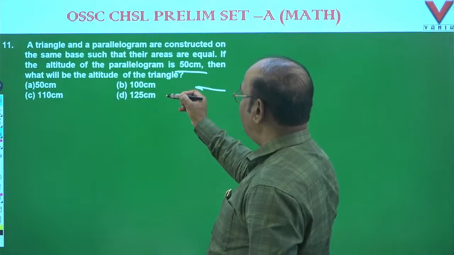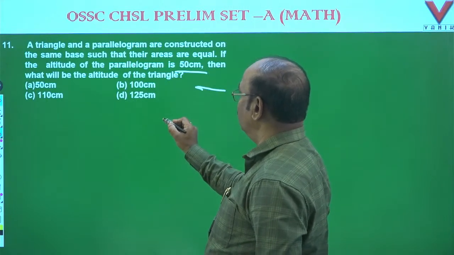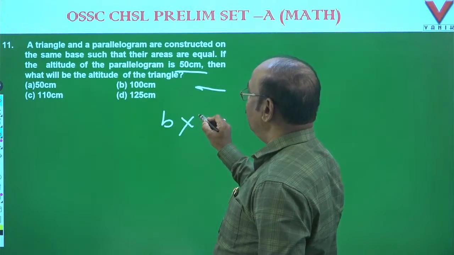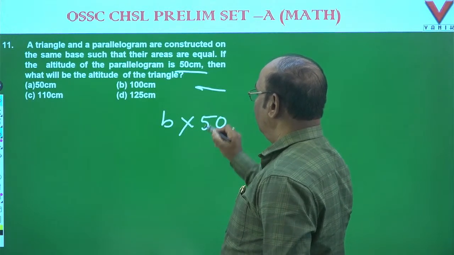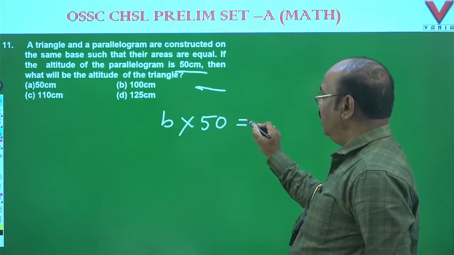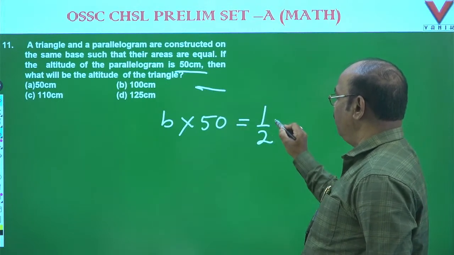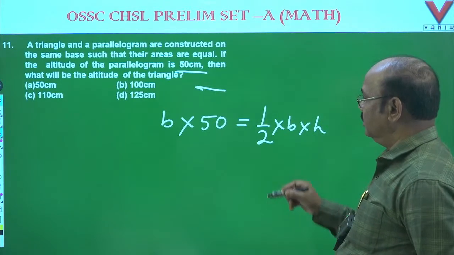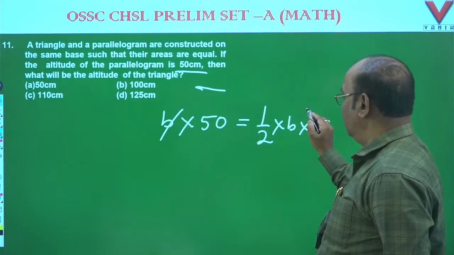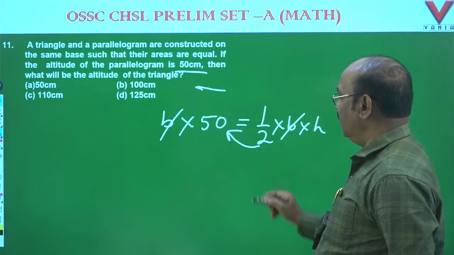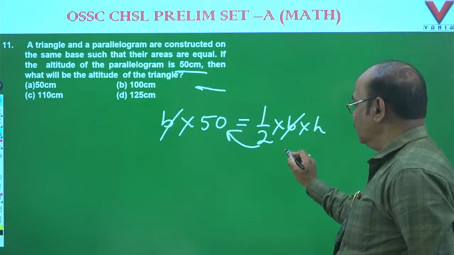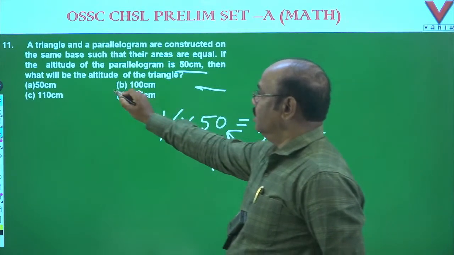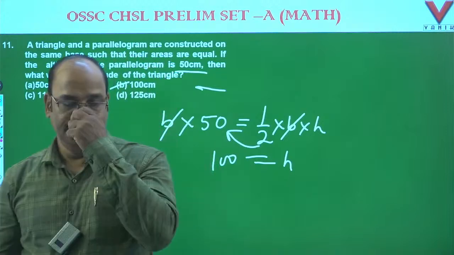So area of parallelogram is base into height. When the base is equal, let's suppose the base is B. So base into height, that is 50 cm, so base into 50 is the area of the parallelogram. Area of the triangle is half into the same base B into its height. Then the base cancels, and multiply 50 by 2, you can get the height of the triangle. That's a height equal to 100 cm. The option is coming, second option B is the answer.